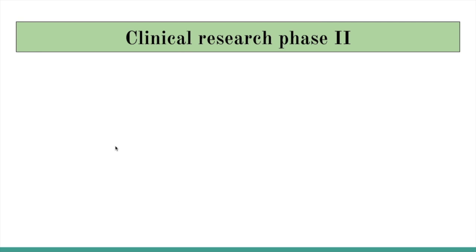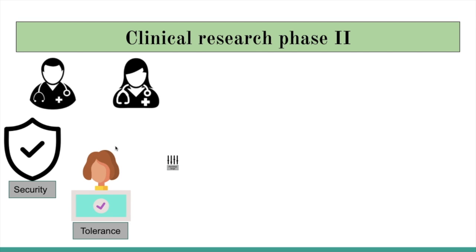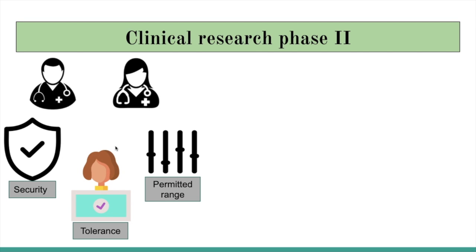Well, the clinical research phase 2. This phase focuses on security, tolerance, and dosage range. The dosage range is an allowed level of the antigen that can generate an immune response instead of generating an infectious process.